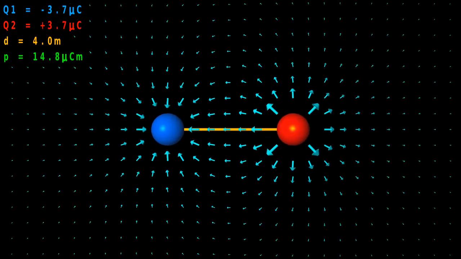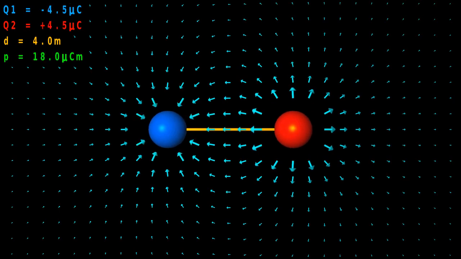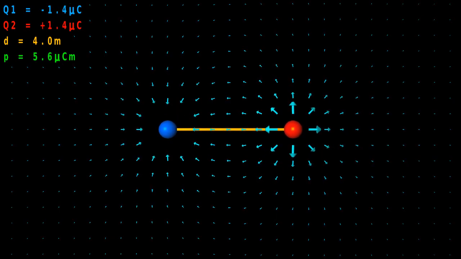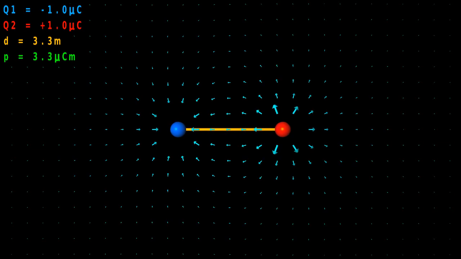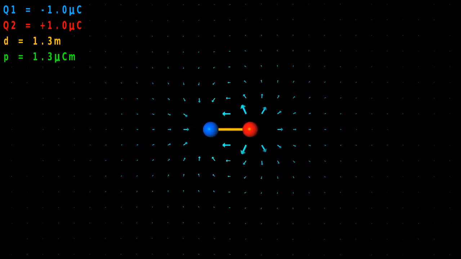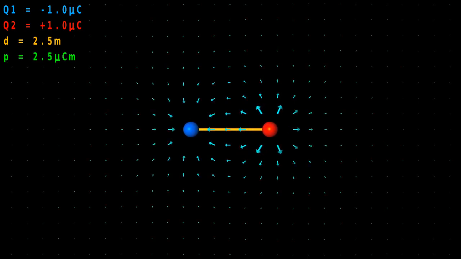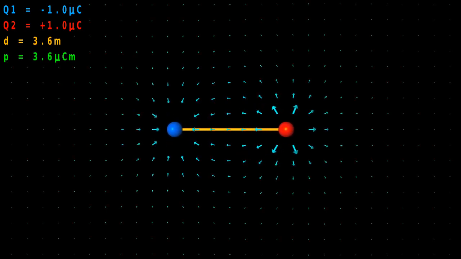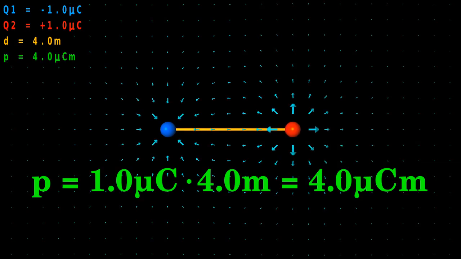The electric dipole moment is increasing with increasing magnitude of the charges, as well as with increasing space between the particles. The unit of the electric dipole moment is Coulomb times meter, or short, Coulomb meter.